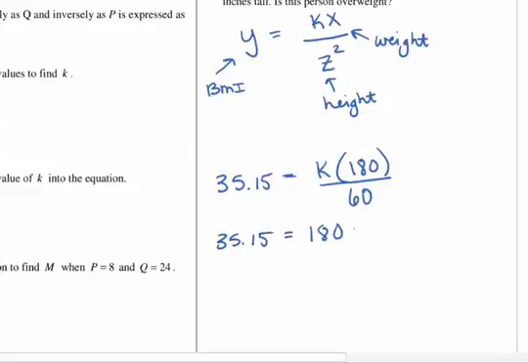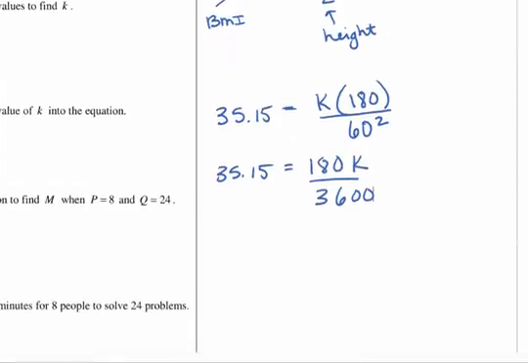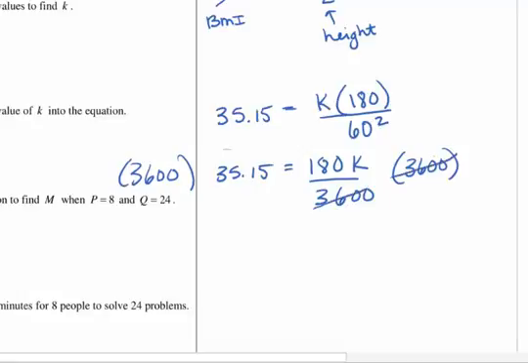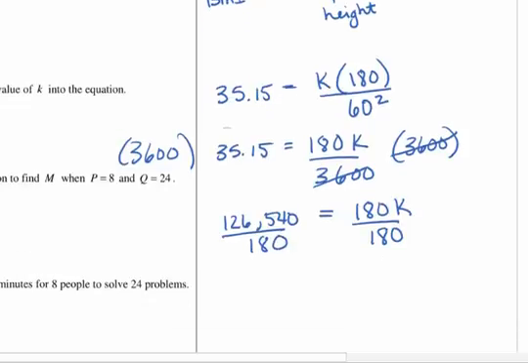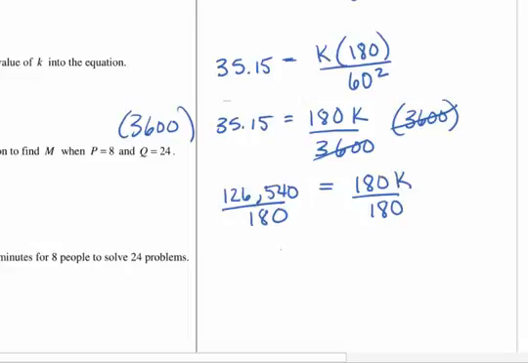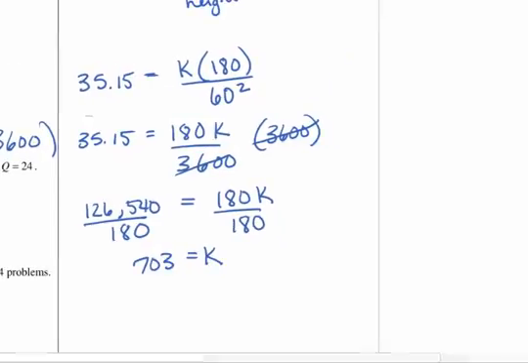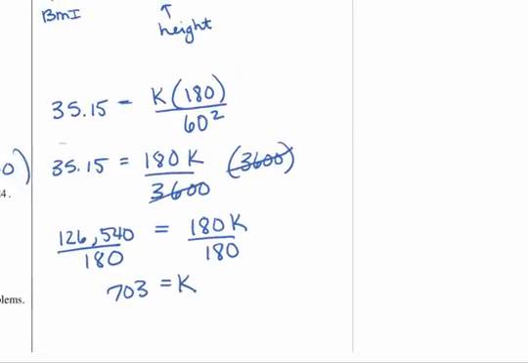35.15 equals 180 K over 60. Let's break that down just a little bit. And it's actually over 60 squared. Sorry about that. We didn't plug in but put the squared there. So it's over 60 squared, and that 60 squared is 3,600. I'm going to multiply both sides of the equation by 3,600. So 3,600 times 35.15 is 126,540. That equals 180 times K. Divide both sides by 180, and we will get 703 for our K.